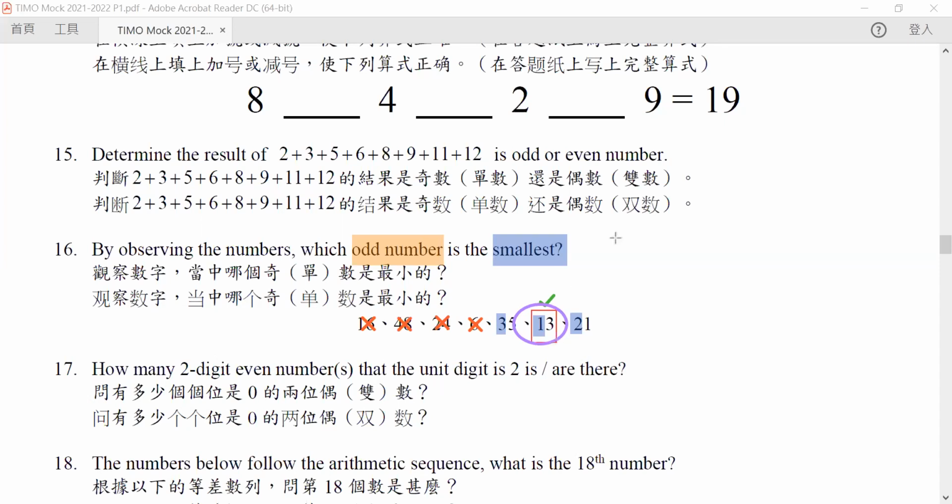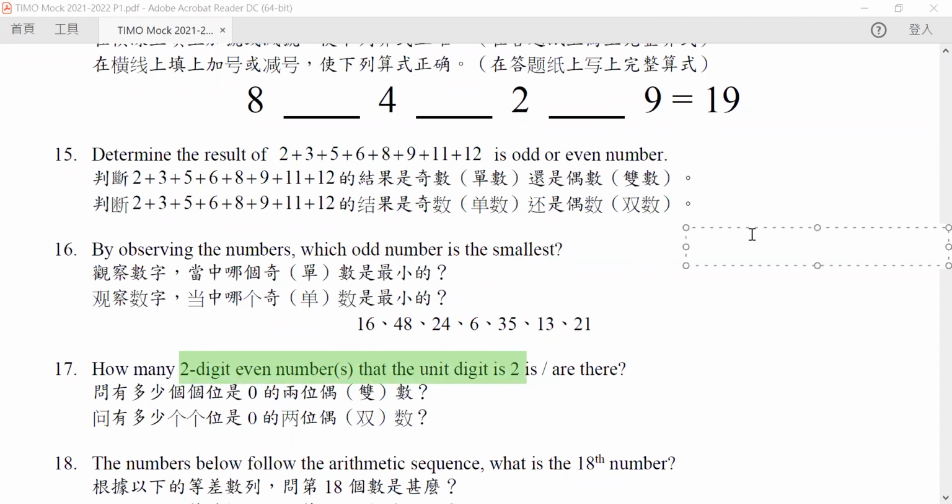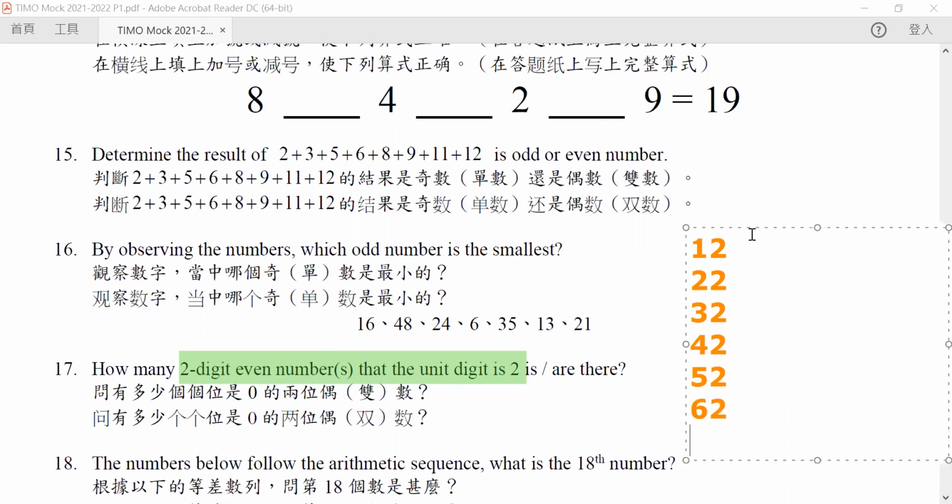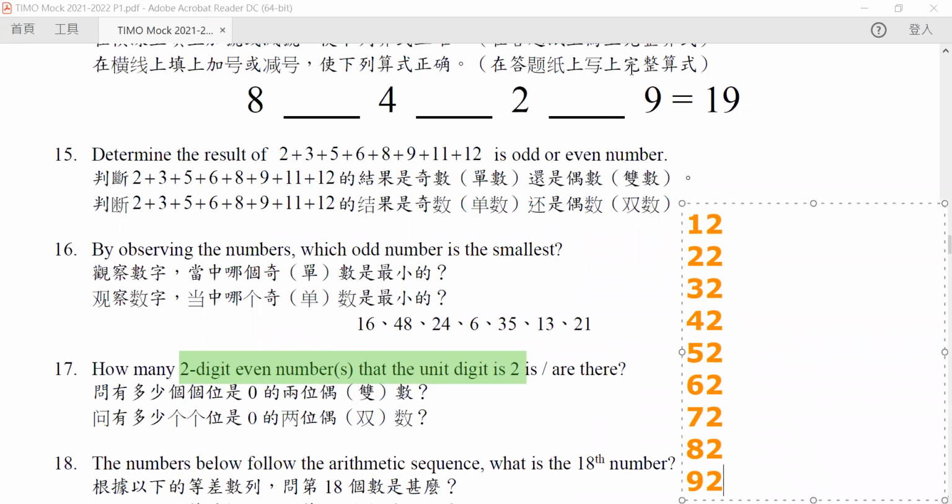Okay, so let's go to question number 17. How many two-digit even numbers with unit digit 2 are there? Every time we see this kind of question, because there are not many even numbers with unit digit 2, we can count by hand, right? We have 12, 22, 32, 42, 52, 62, 72, 82, and finally 92. So that's it. These are all of them.